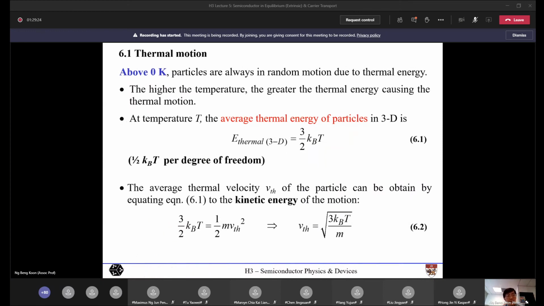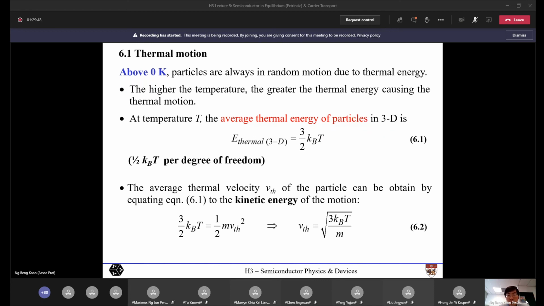So in fact, other than this drift and diffusion, there's actually another process that causes carriers to move, which is due to the thermal effects. So wherever you have a semiconductor that's at non-zero Kelvin temperature, the electrons and holes in the semiconductor can move, or in general, particles can move when the temperature is not 0 Kelvin.